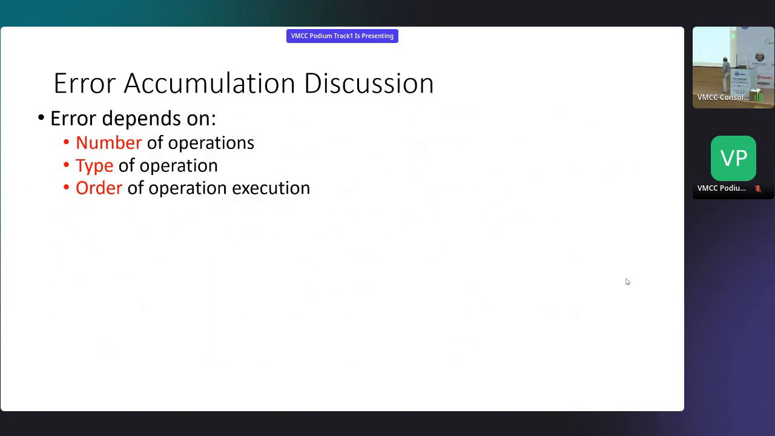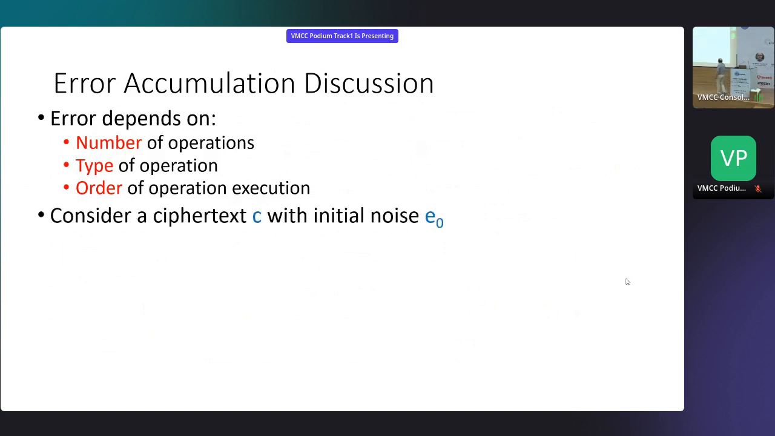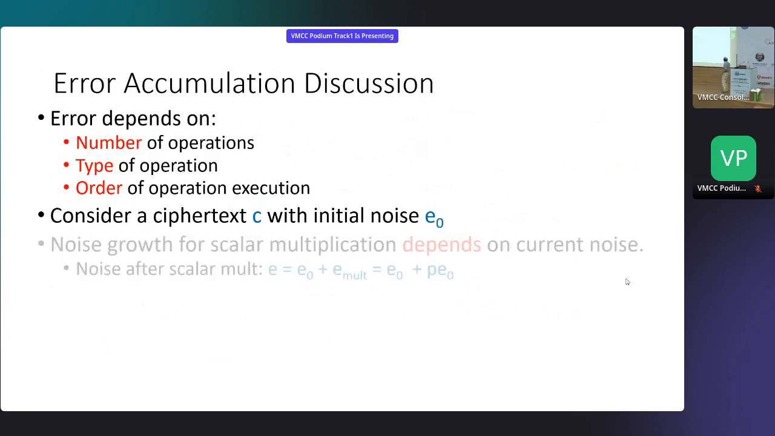The error depends on the number of operations, the type of operation, and the order of operations. So I have to be careful. Why am I doing this? It is to motivate you to understand why we ended up doing what we did, because the way in which I do things has an effect. Remember addition: consider a ciphertext with some initial noise.